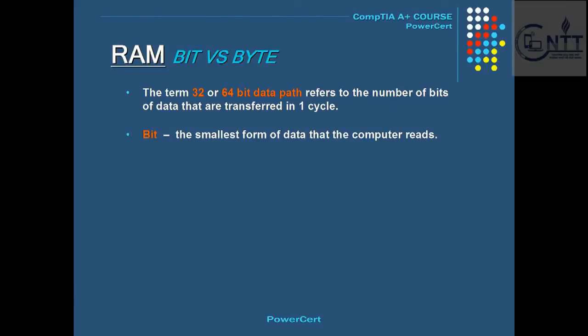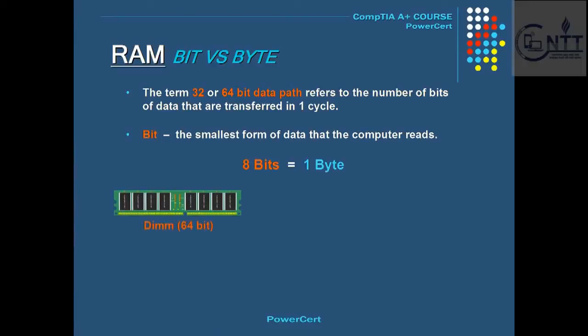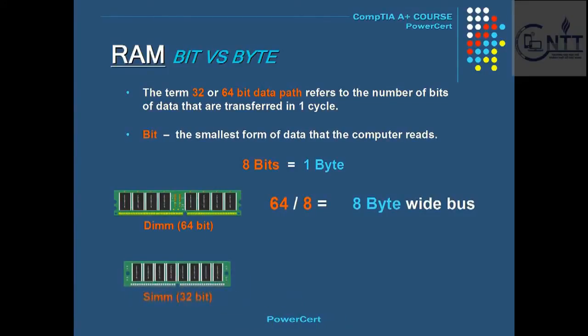Now there's also the term byte, and 8 bits is equal to 1 byte. So if a memory DIMM is rated to have a 64-bit data path, then that means that it has an 8-byte wide data path, or bus, because 64 divided by 8 equals 8. And if a memory SIMM is rated to have a 32-bit data path, then that means that it has a 4-byte wide bus, because 32 divided by 8 equals 4. So that's why DIMMs are faster than SIMMs.